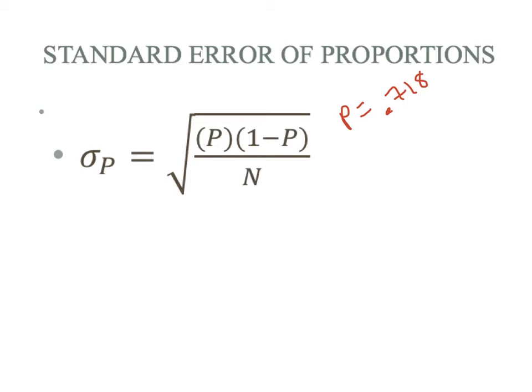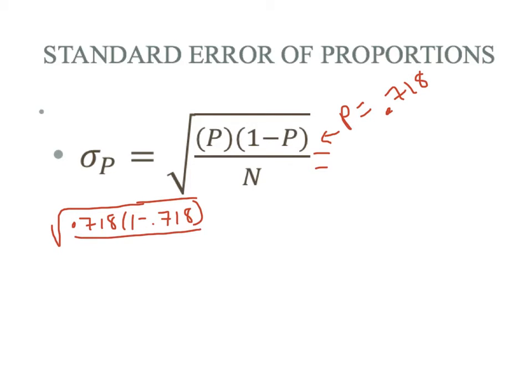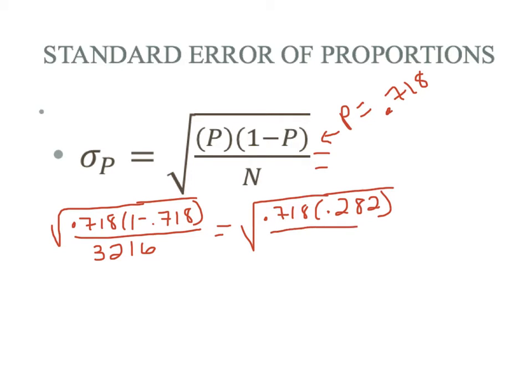If we plug that into this equation, we get the square root of 0.718 times 1 minus 0.718, divided by, and our n here, if you'll recall, is 3,216. So we're going to have the square root of 0.718 times 0.282, divided by 3,216.